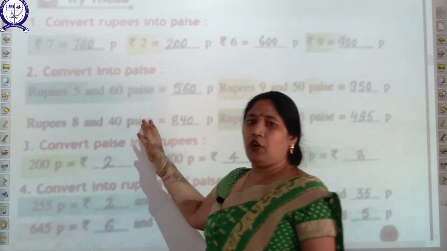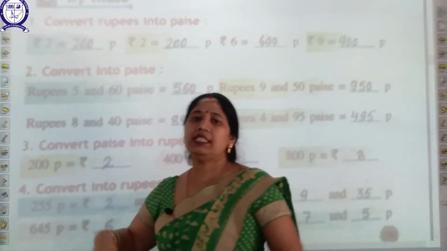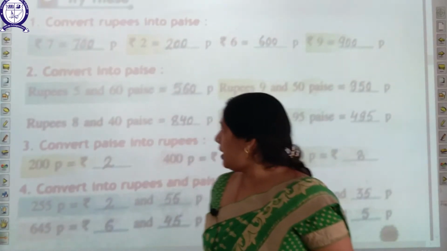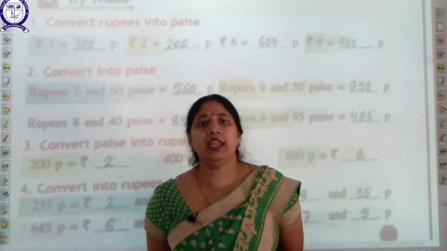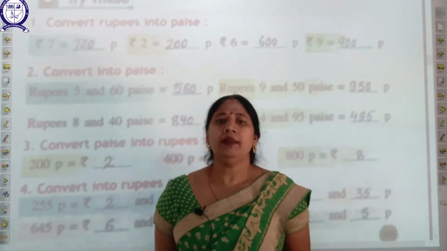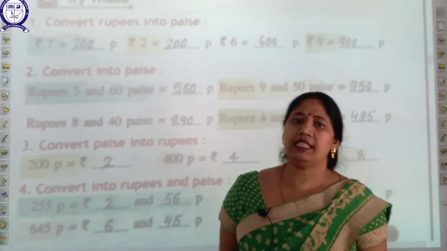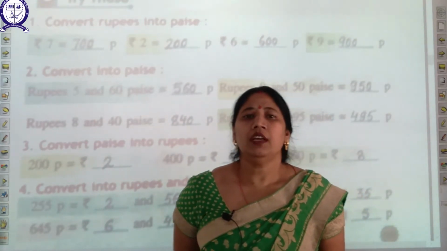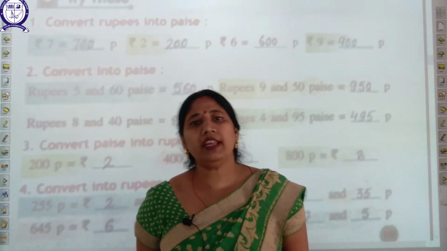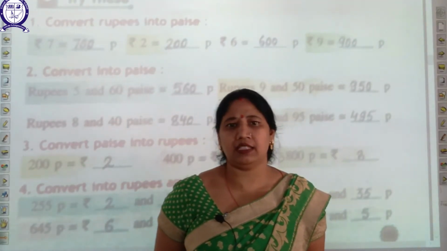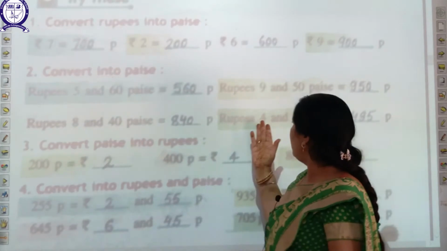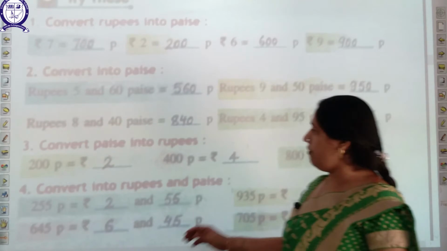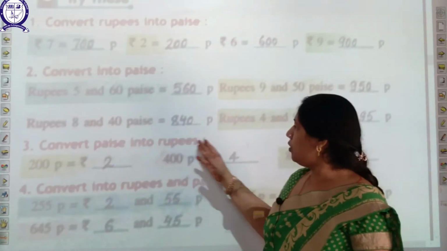₹8 and 40 paise. So 8 rupees is equal to 800 paise, 800 plus 40, so 840 paise. To convert into paise, firstly we have to convert the rupees into paise. If any paise is already given, we have to add both. For example, 400 plus 95, 495 paise.